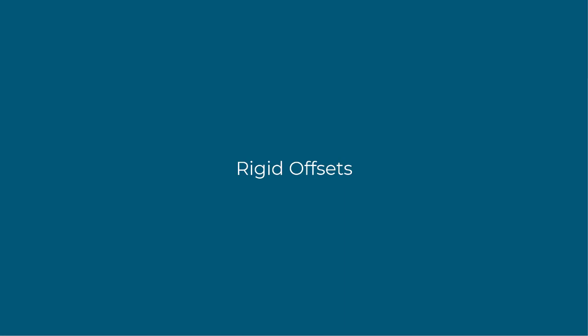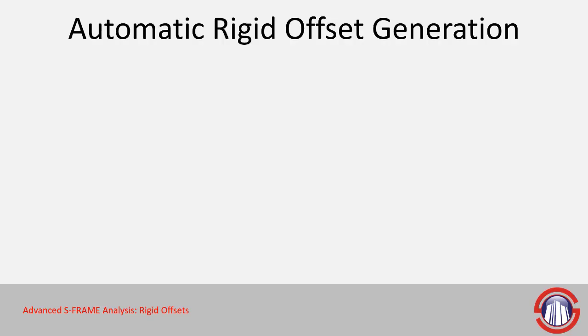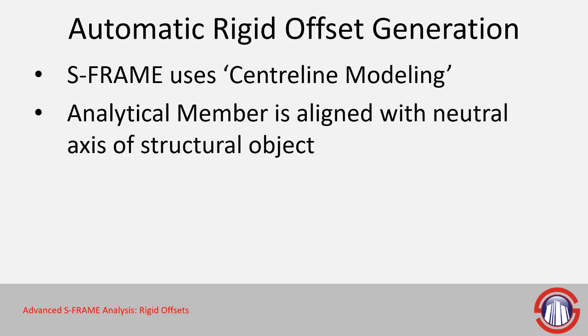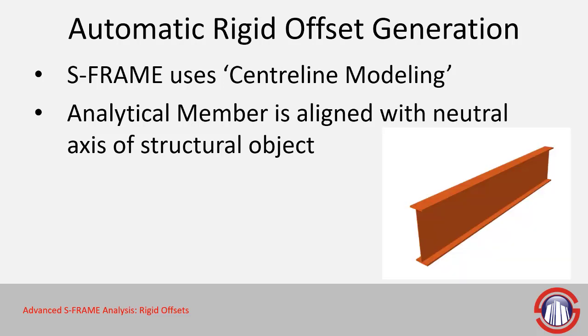The next topic that we're going to discuss is rigid offsets. And SRAM actually allows for the automatic generation of these rigid offsets. Now, for a little bit of background, SRAM uses the concept of centerline modeling. And what this means is that the analytical member that's representing, for example, an I-beam is going to be aligned with the neutral axis of the structural object.